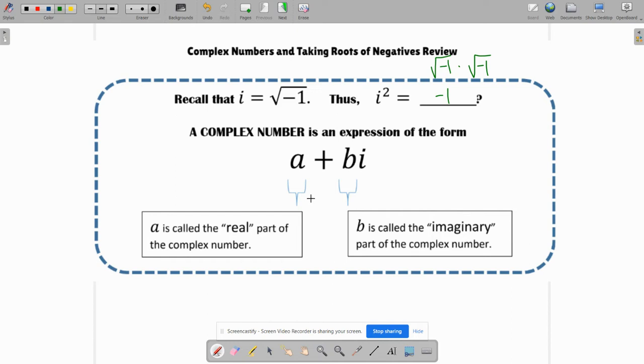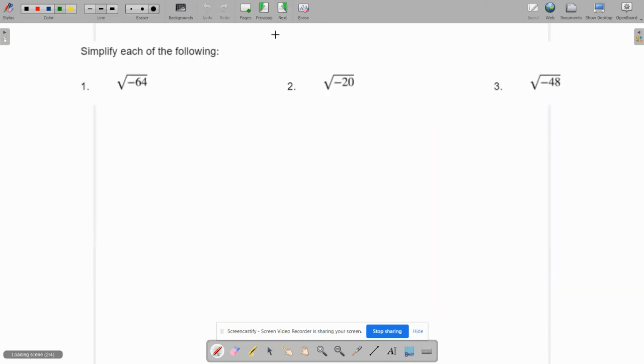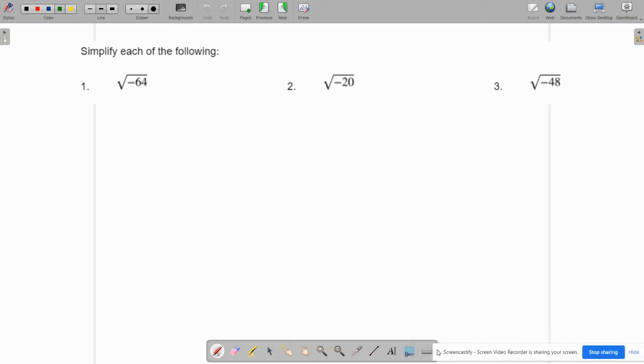A complex number is an expression of the form a plus bi, where a is considered to be the real part of the number, and the bi part is your imaginary part. So you might have something like 3 plus 4i, or 10 minus 7i. These are considered complex numbers. So we want to work a little bit more with our imaginary numbers because we are working into getting some imaginary zeros with our polynomials.